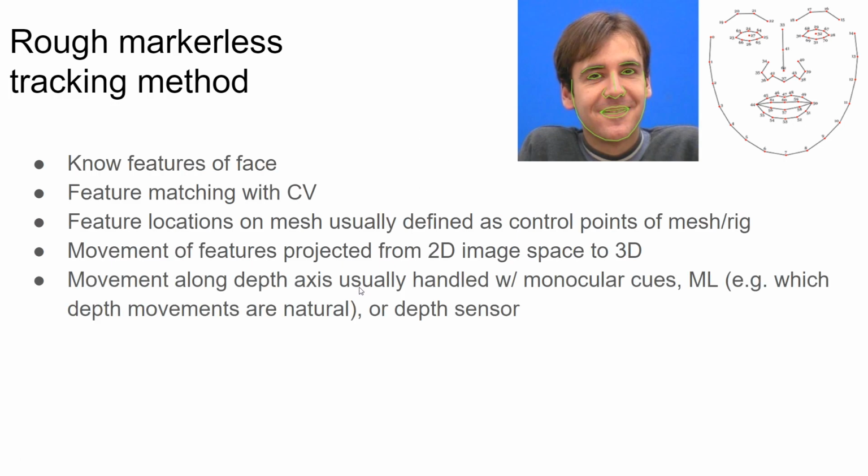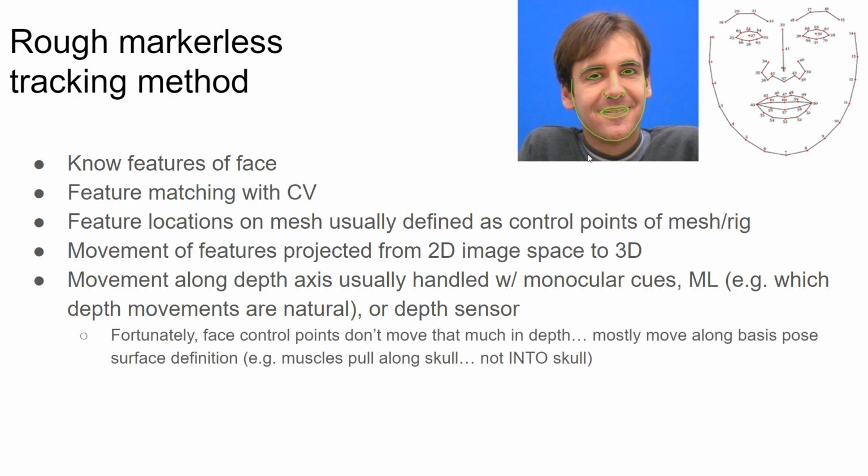Then movement along depth is harder because in a camera image you don't have depth, or at least in a single view camera you don't have depth, you just have X and Y of each of the pixels. But you can figure out how far each of these feature points are in terms of depth based on things like monocular cues, machine learning, so you can learn which motions would be natural. We also have depth sensors, which we'll see whenever we get to Reconstruction.